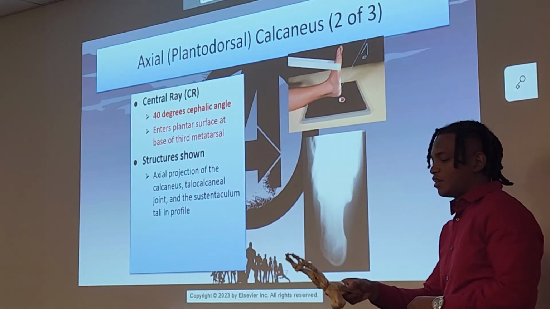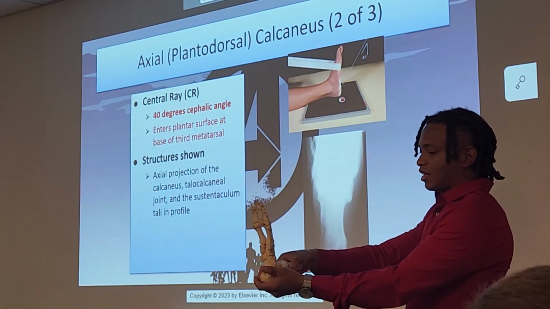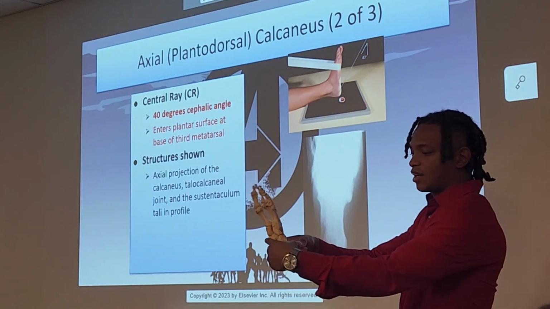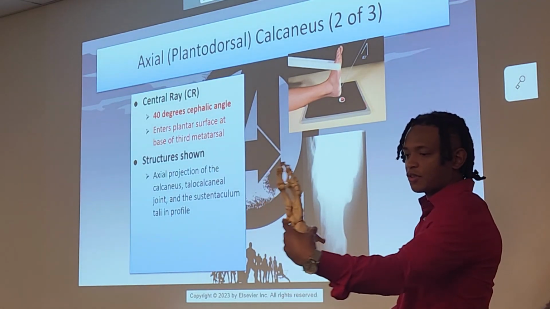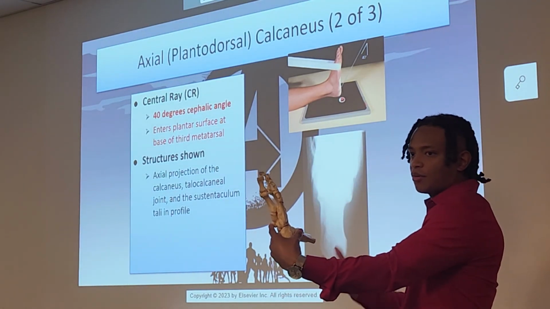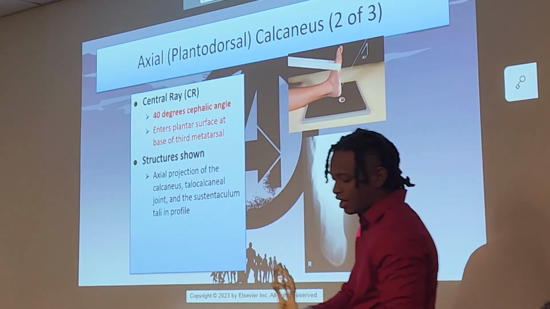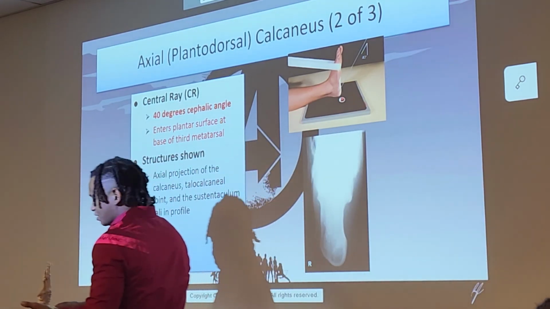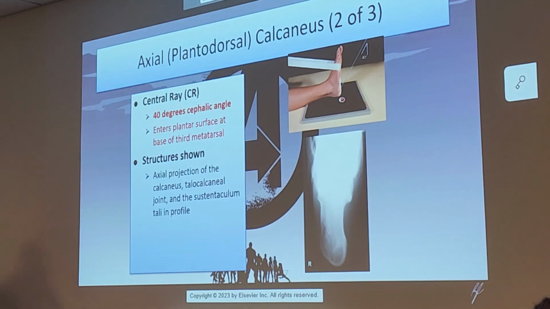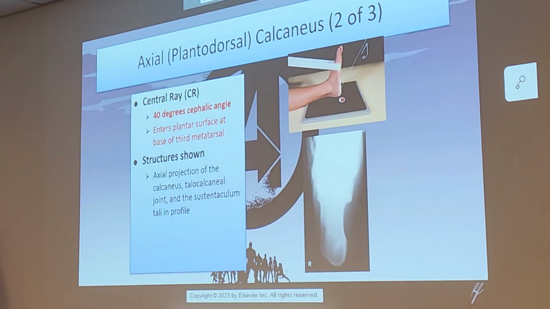And this is what I was talking about. When you get the calcaneus, you want to dorsiflex and then palpate it with those two fingers right here. You get the medial and the lateral malleolus. That's the best way, in my opinion, to palpate and to place the CR.